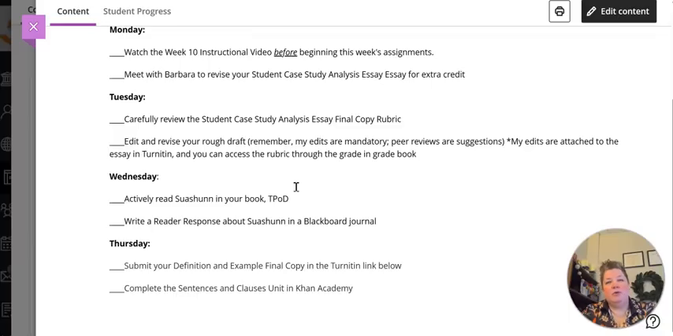This week we are reading and writing about Swashen in our book. Most of my students really enjoy Swashen, especially if you are any sort of brown or black color, because he really resonates with my students of color. And his story is very relevant to our time right now. So I hope you enjoy this chapter. It is actually one of my very favorites too. It's a good one. So I hope you enjoy the chapter this week. Also, this week we are working on sentences and clauses in Con.